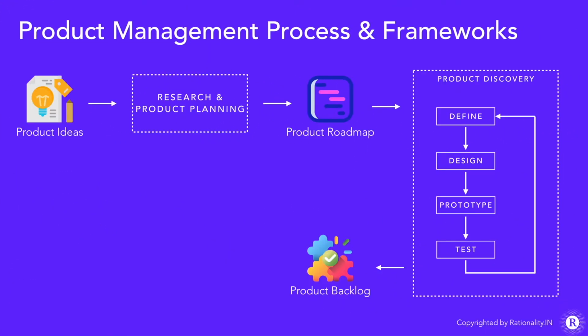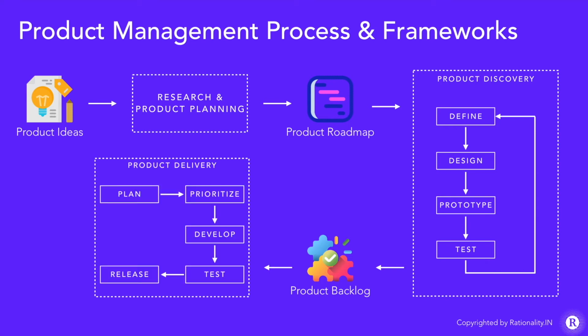The product backlog is consumed in the product delivery phase. In the product delivery phase, product managers work closely with the engineering team to build the product. The product delivery phase constitutes 5 stages: plan, prioritize, develop, test, and release. Some common product delivery models are Scrum and Kanban.